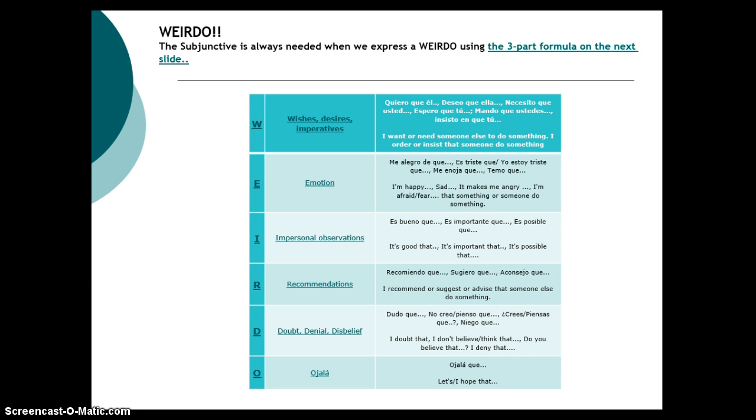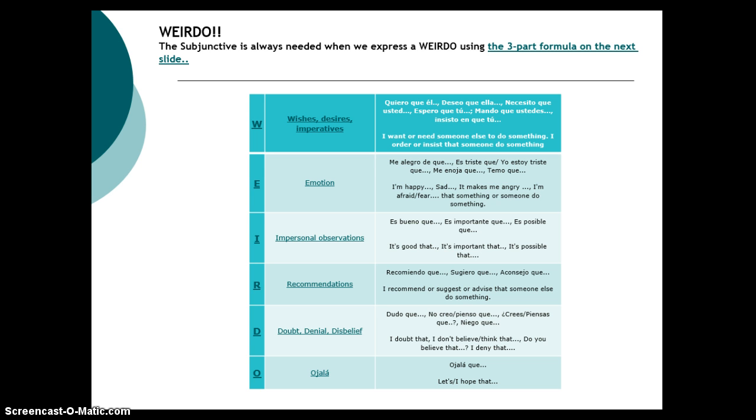I'm going to show you an acronym tonight. It's called WEIRDO, and it will help you remember when to use the subjunctive. By the end of this presentation, we will have looked at the first four letters, W, E, I, and R. W is wishes, desires, and imperatives. Things like quiero que, deseo que, that we have worked with pretty extensively. E is expressions of emotion, which is today's topic, and verbs of emotion.